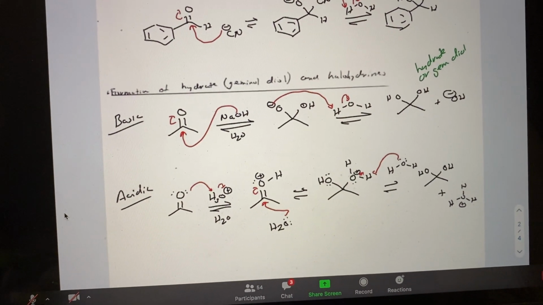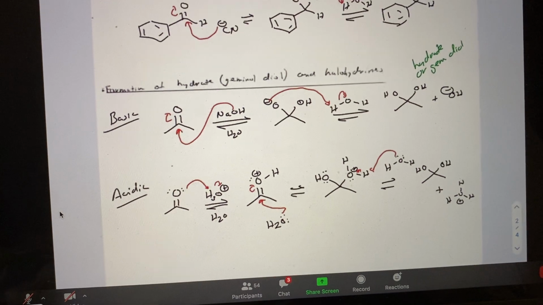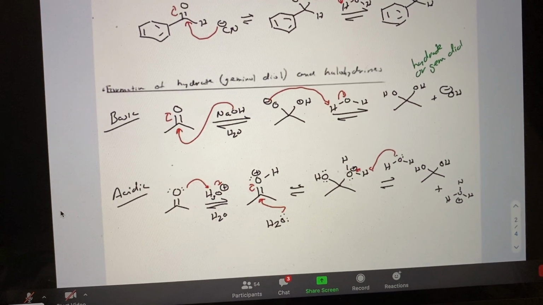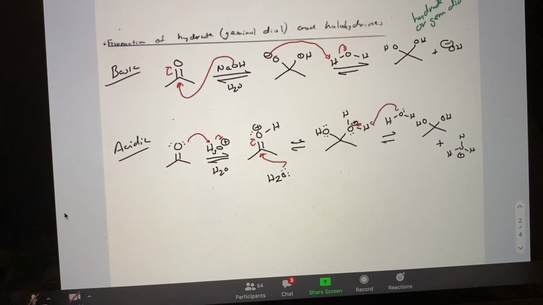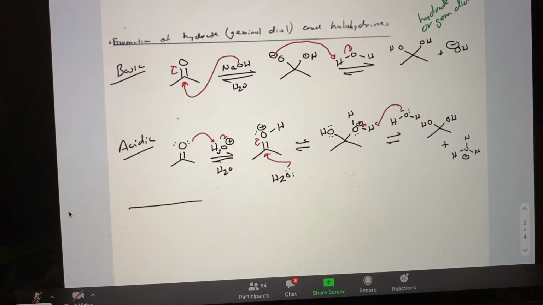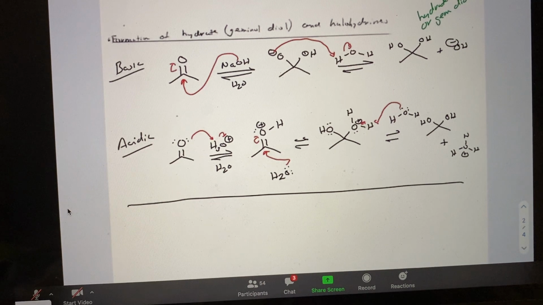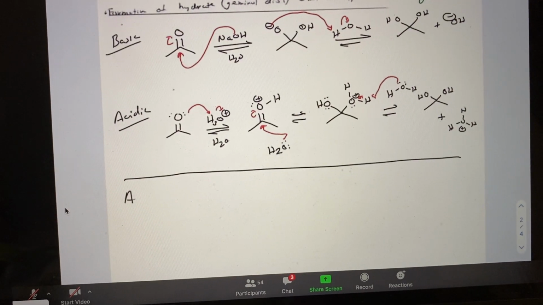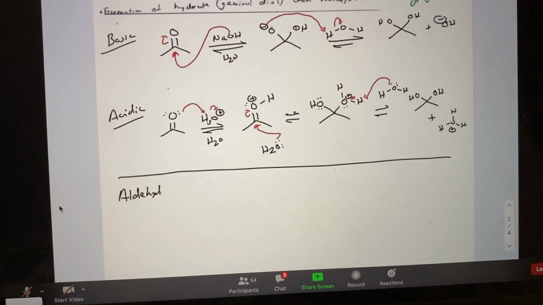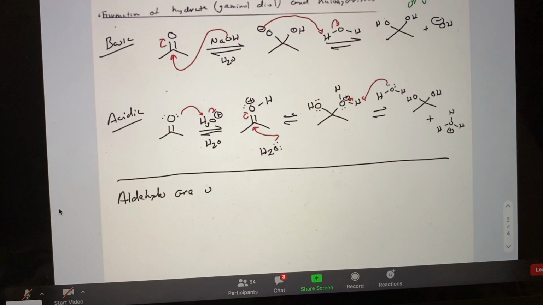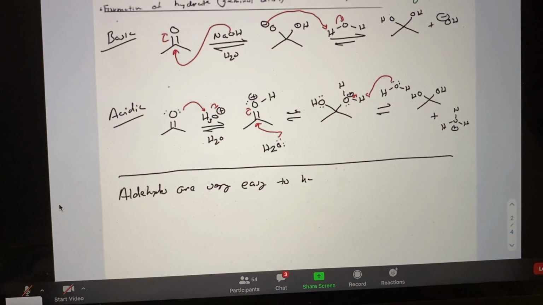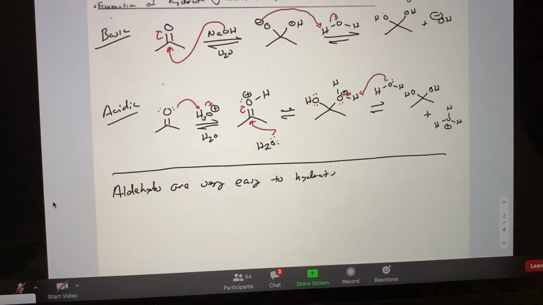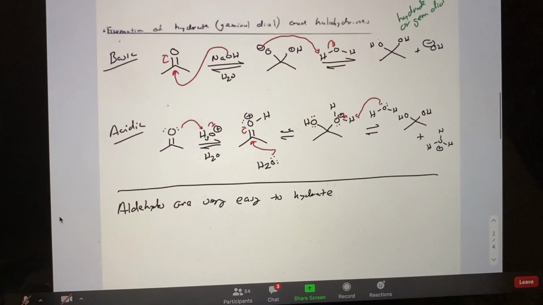And just as a bit of an aside, we mentioned earlier that aldehydes are more reactive than ketones. This hydration reaction sometimes is a nuisance. So the aldehydes are very easy to hydrate. And in the life of a synthetic chemist, this is oftentimes a big problem.